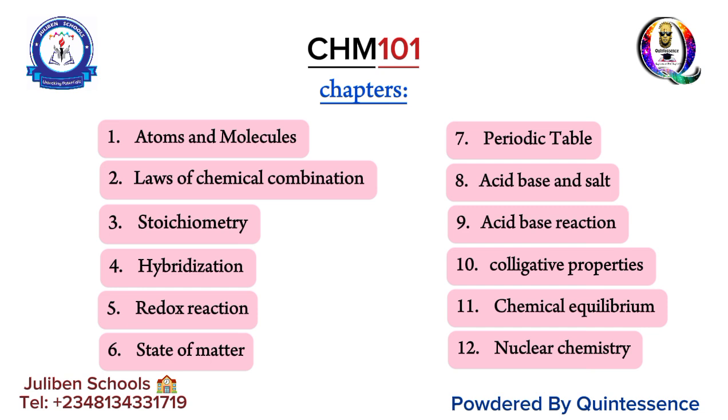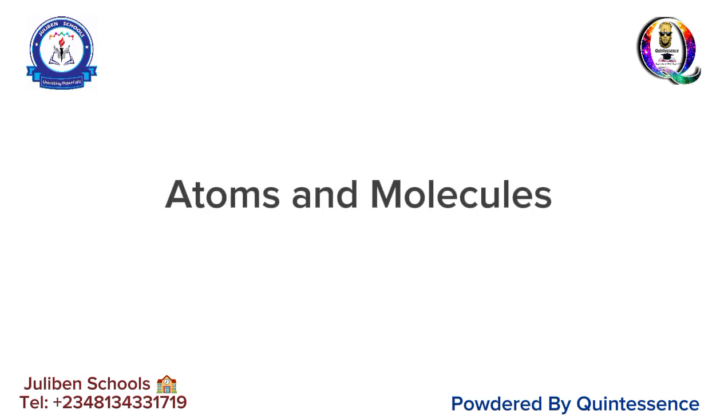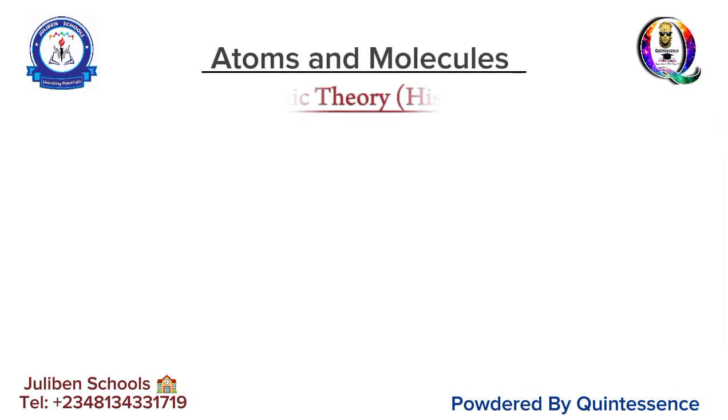So you have to study all these chapters put together just for this course of Chem 101, and the credit load is just 2 credit loads. Too much work for just 2 credit loads. All right, let's get started. Atomic theory, the history of an atom. Let's start with the history of an atom.